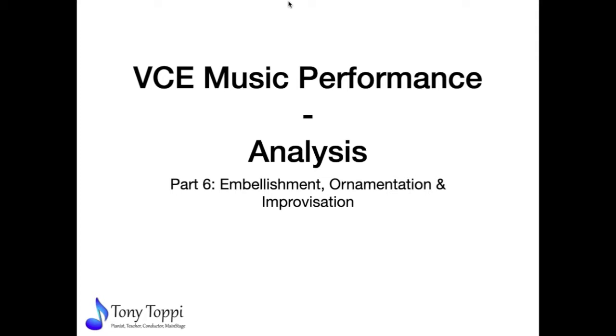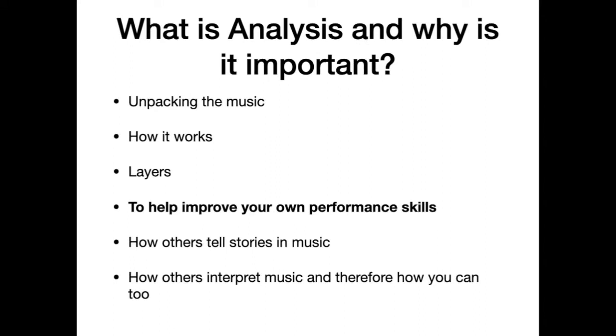This is part 6 in the analysis series for VCE Music Performance. In this episode, we will talk about 3 elements: embellishment, ornamentation, and improvisation, which are usually grouped together in analysis discussions for VCE music. So let's get into it.